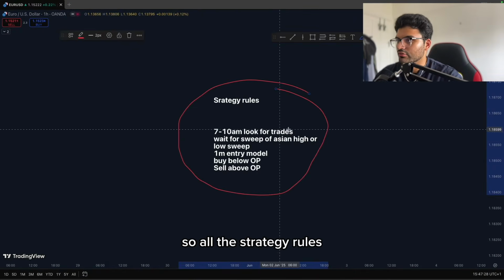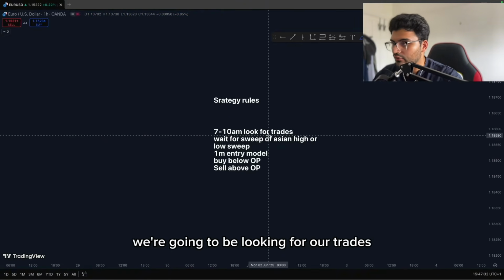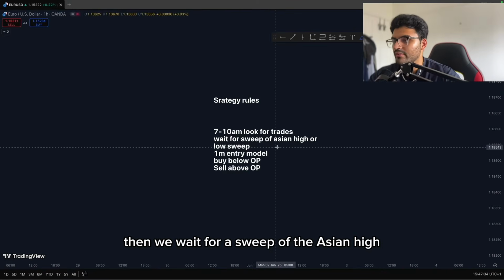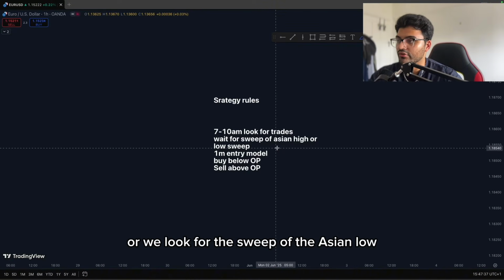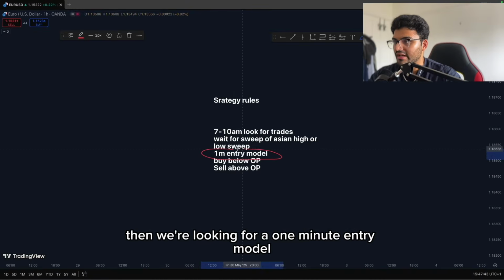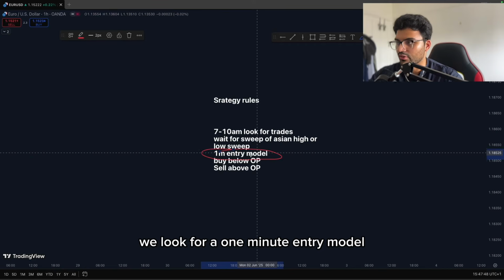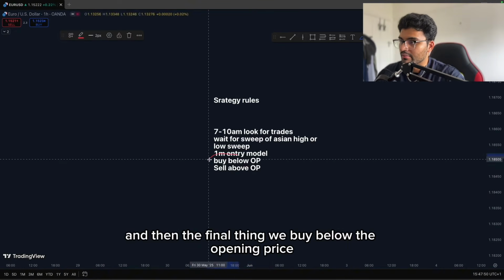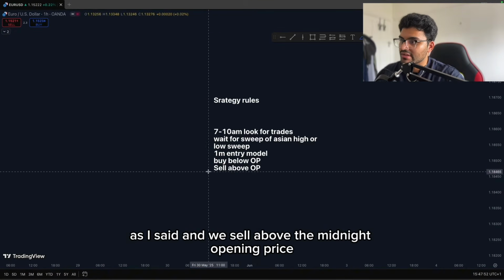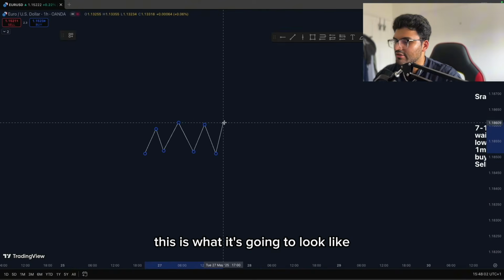Here are the strategy rules. It's very simple, okay? 7 a.m. to 10 a.m. UK time, we're going to be looking for our trades. Then we wait for a sweep of the Asian high, or we look for the sweep of the Asian low, whichever happens first after 7 a.m. Then we're looking for a 1-minute entry model. So the moment the Asian sweep happens, we look for a 1-minute entry model. And then the final thing, we buy below the opening price, as I said, and we sell above the midnight opening price.